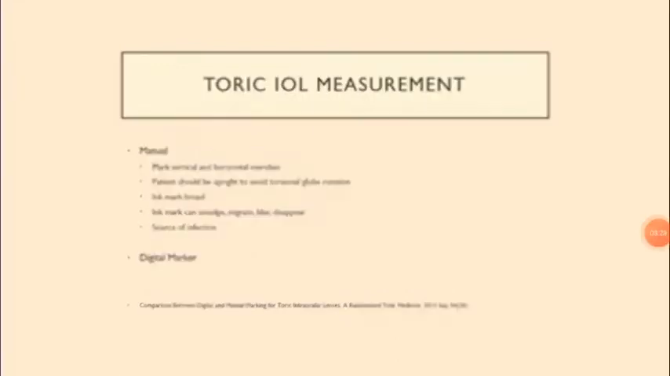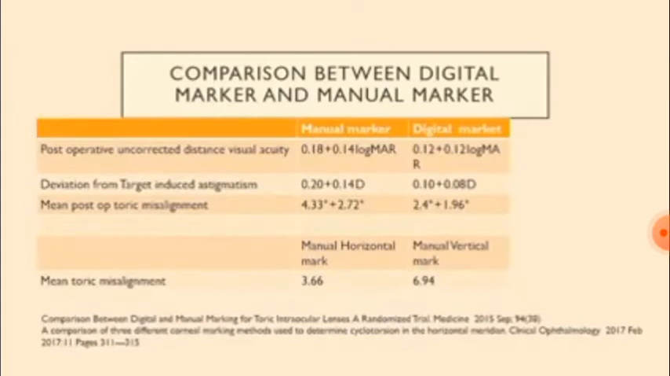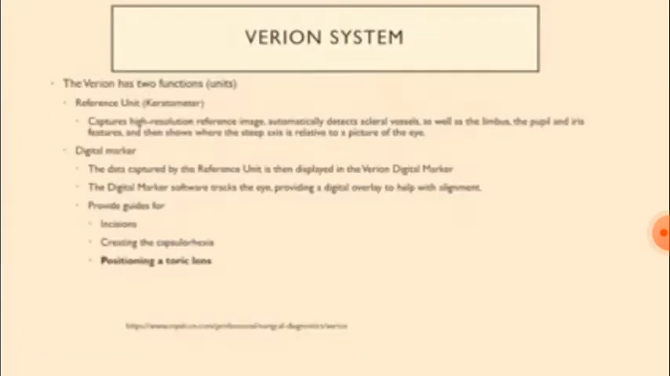There are two markers when we talk about toric IOLs. There's a manual marker and there are digital markers. There are multiple digital markers in the market. They're all good. Our experience has predominantly been with Verion, which is made by Alcon. There have been many studies internationally that talk about the difference between the outcomes of marking with pen versus digital markers, and although both are very good, the digital marker has an edge over manual markings.